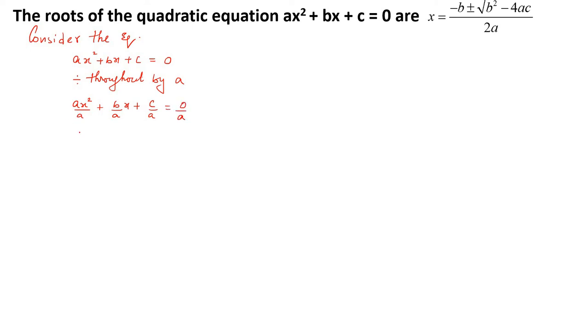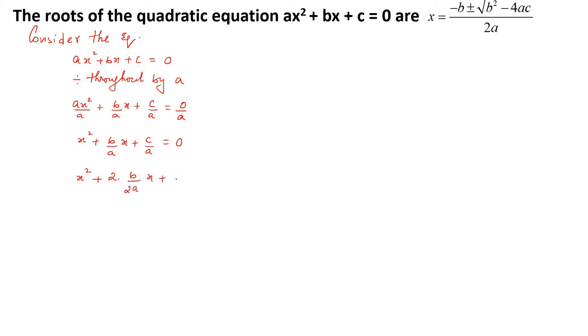Here a and a we can cancel, we get x square plus b by a into x plus c by a equals 0 by a, which is 0. Remember 0 by anything is equal to 0. Now in order to find the values of x, we try to make this a perfect square. We have x square here, which is in the form of a square. This is in the form of 2ab. We need to convert the second term into the form of 2ab. So 2 is missing here, so we will multiply as well as divide by 2.